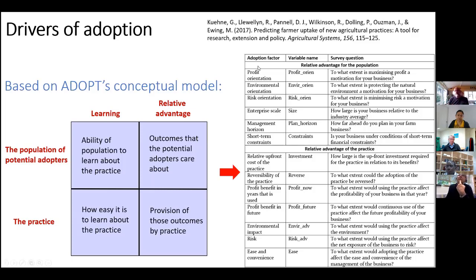So for example, the first one, and this is what I'm going to present in the next table, is the profit orientation of the farmer. To what extent is maximizing profit a motivation for your business? I used a Likert scale in all these cases. So these are the variables relating to the adopter, and then at the bottom are variables related to the practice itself.